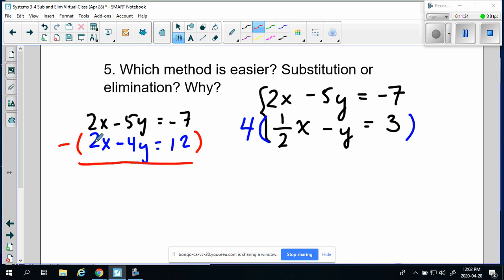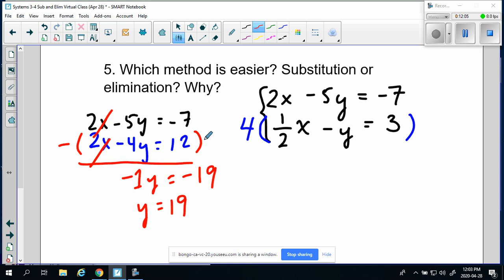So 2x minus 2x is 0x, so these are going to go away. But then you have to think, what does this red negative do over here? If you're subtracting negative 4 from negative 5, you're actually adding positive 4. So negative 5 minus negative 4 is actually negative 1y. And over here, negative 7 minus 12 is negative 19. So then y is positive 19.